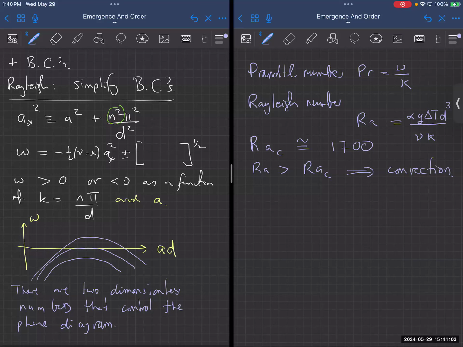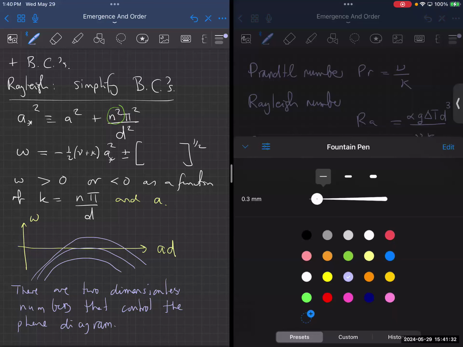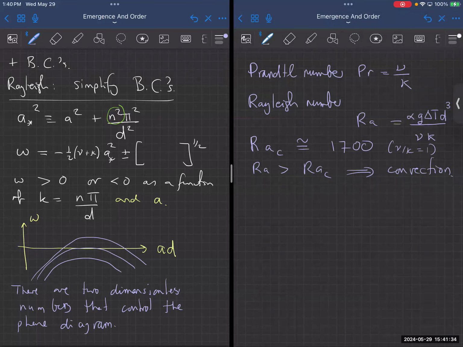Is that critical Rayleigh number for any Prandtl number, or is there a curve? Yes, there is. This value here is for nu over kappa equal to 1, I think. I'm not 100% sure, actually. Okay, so now I want to end by telling you about the qualitative picture of the phase diagram.